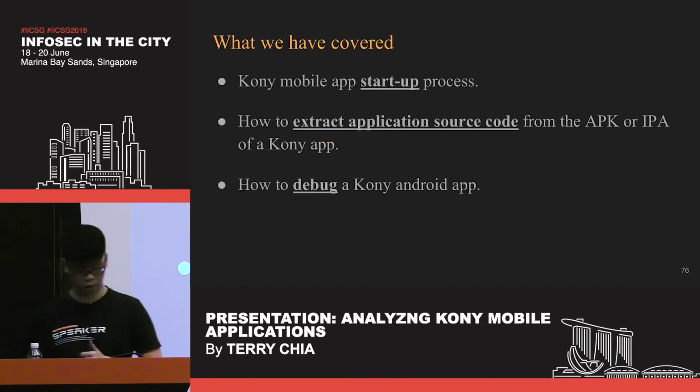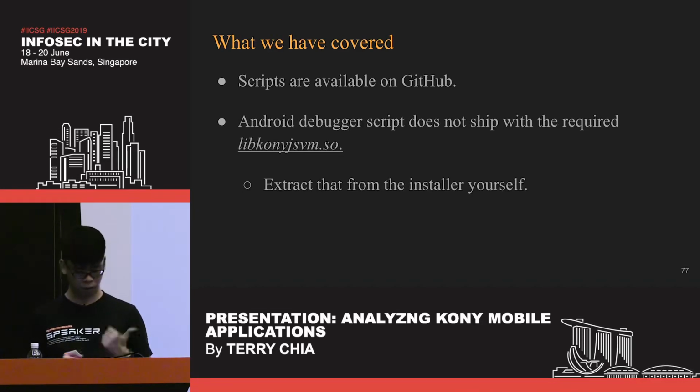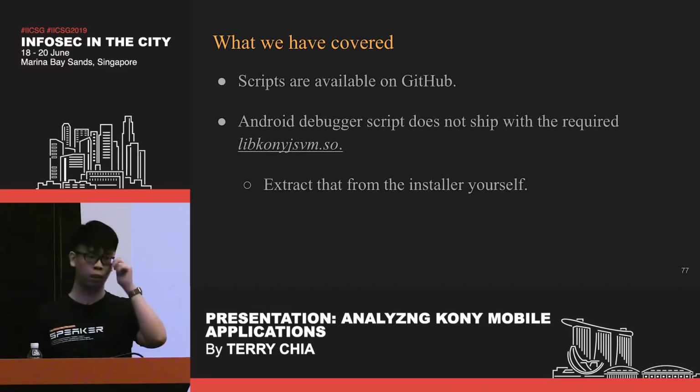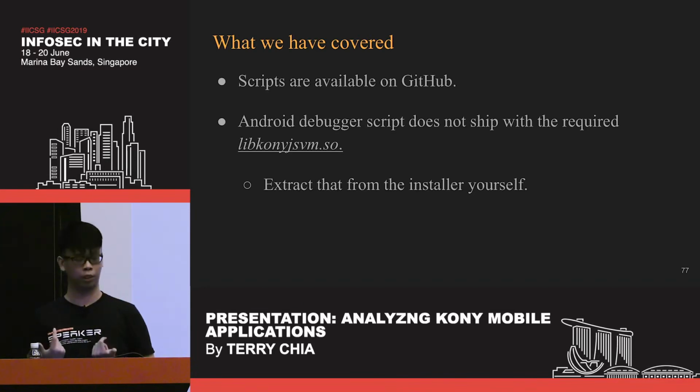So in conclusion, we've covered the Kony mobile application startup process. We've shown how to extract application source code from your APK file or your IPA file. And we've shown how to debug a Kony Android application. All the scripts I've shown today are available on GitHub, so if you're actually doing analysis on Kony, you can just run them. The Android debugger script does not ship with the required version of the libkonyjsvm shared library. You'll have to extract that from the installer yourself, but you can just download the installer from Kony's website.